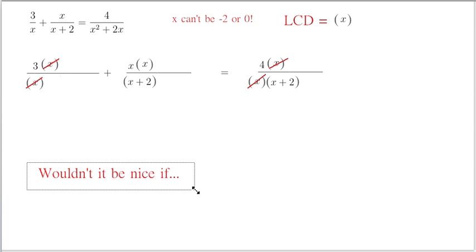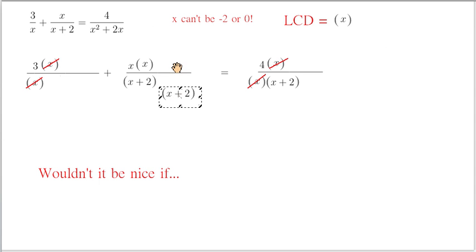And now again, I ask myself, wouldn't it be nice if, well, I had an x plus 2 right here. If I had an x plus 2 right there, it would cancel this x plus 2 in the denominator and the fraction would be gone. Of course, that means everything has to get multiplied by x plus 2. And so I show it. And now we're once again into the canceling game. Nothing cancels here, it's not even a fraction anymore. This cancels and the fraction has vanished. And this cancels and the fraction has vanished.